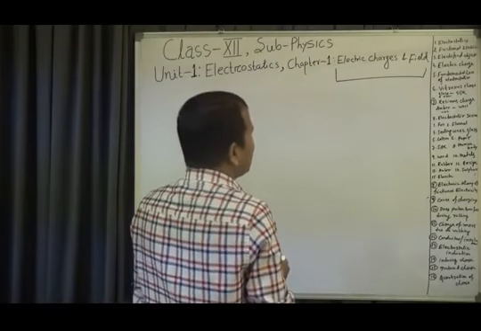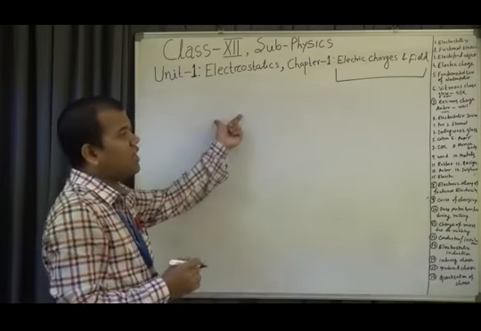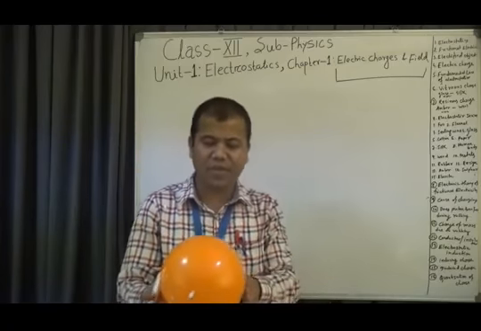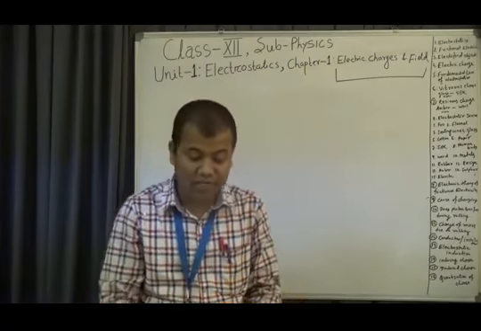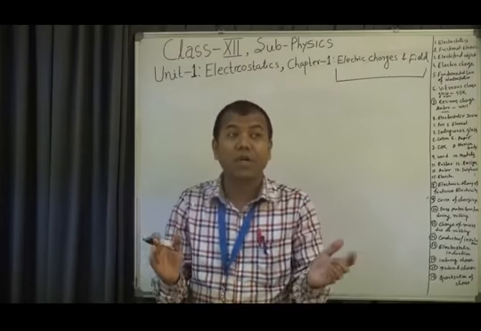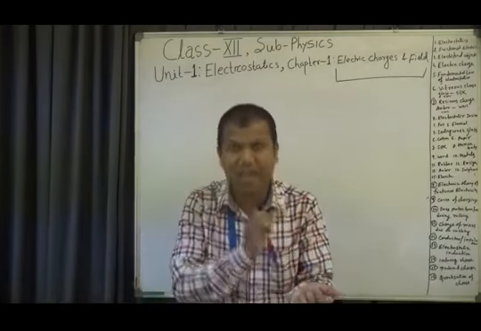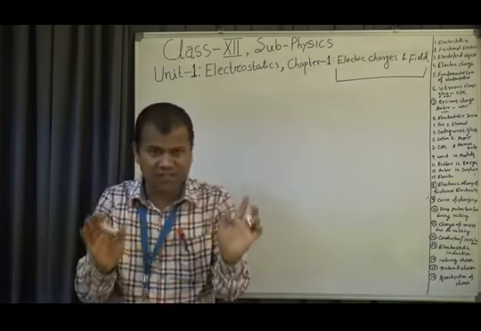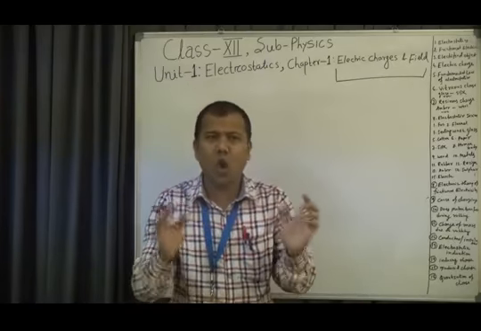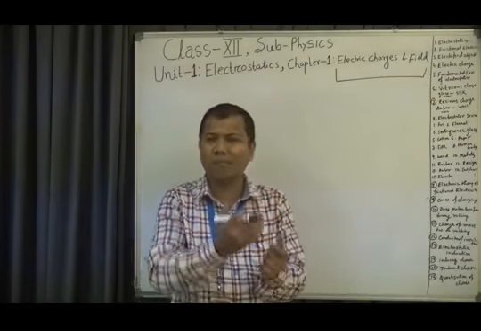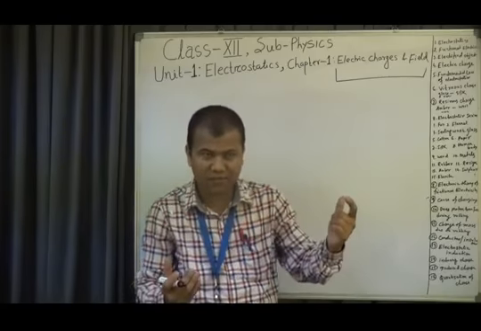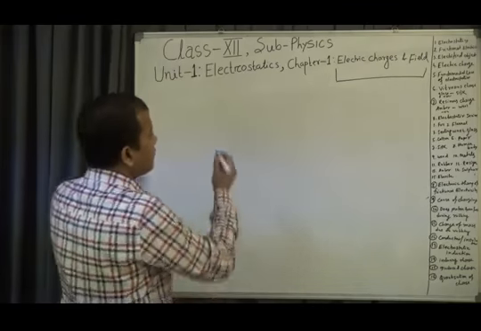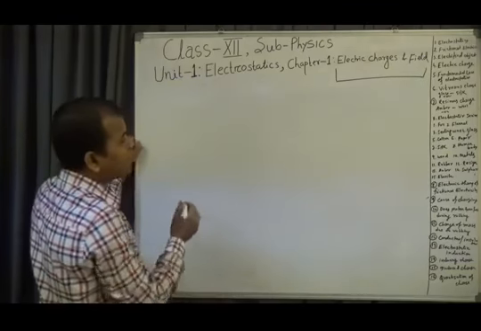Now, let me explain about the electrostatic series. I have shown you that rubbing develops charges. But whenever two objects are rubbed, on which object positive charge will be there and on which object negative charge will be there, that is a matter of concept. That is a matter of knowledge. And that's why scientists made one series of different objects, and they have given serial numbers. Okay, let us explain about the electrostatic series.